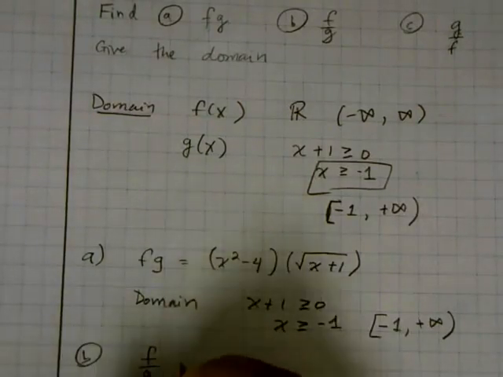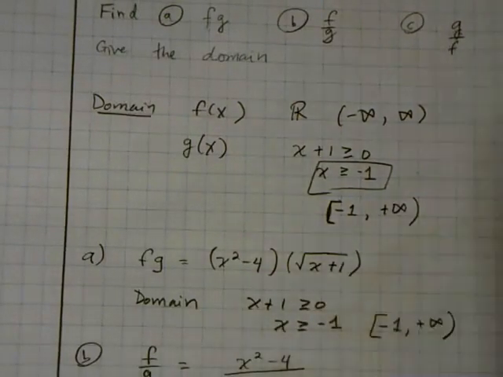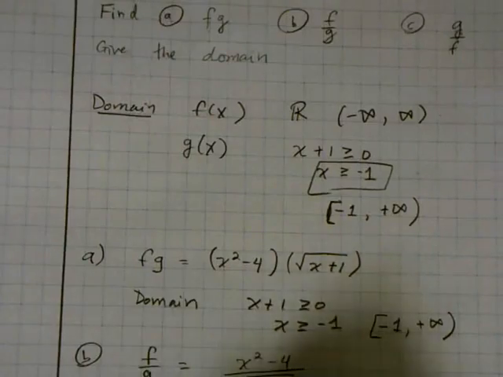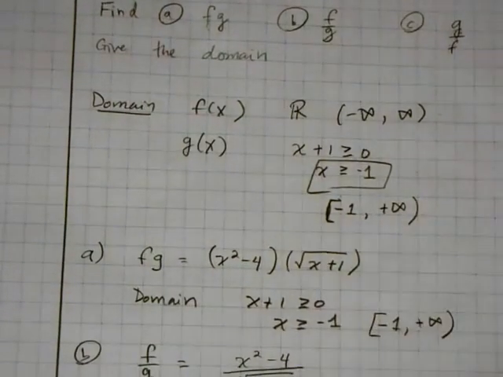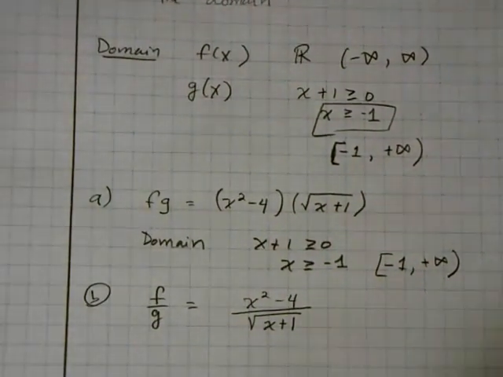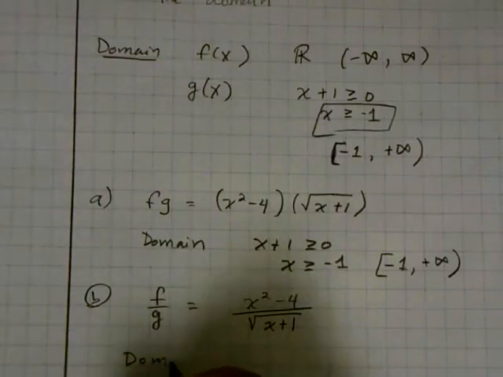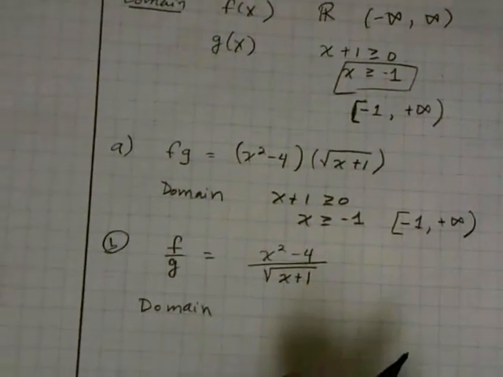So f over g, same thing here. I just write out x squared minus 4 divided by square root of x plus 1. And you can probably guess at this time that we're going to have to repeat the same process again to find the domain of this function.